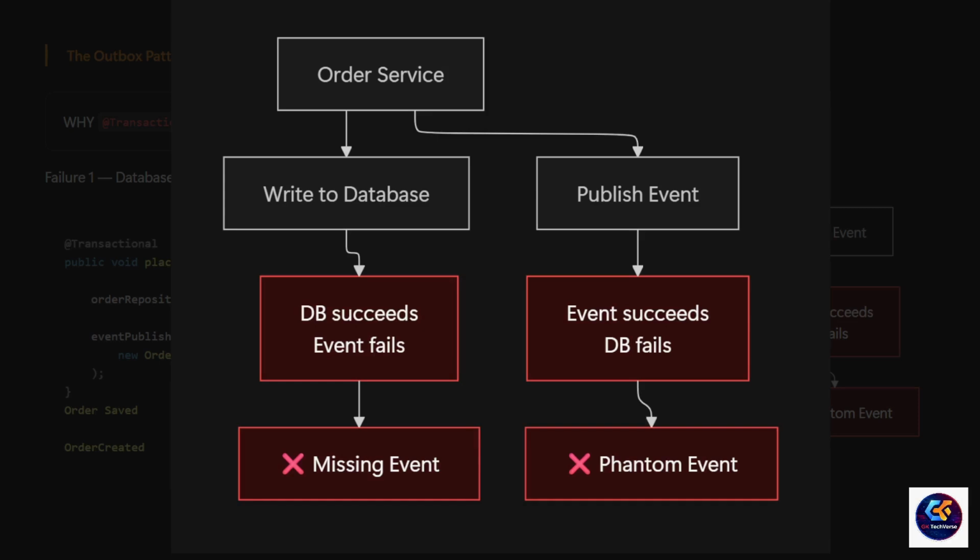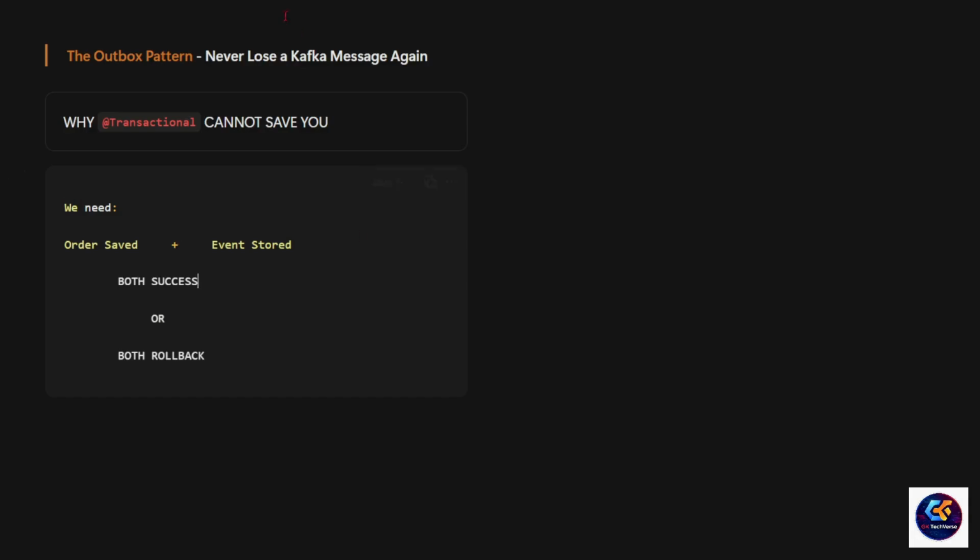Then immediately we think, why can't we use try catch? You might think, if publishing fails, I will catch the exception and retry. That helps with temporary failures, but it still doesn't guarantee consistency. What we really need is one atomic operation. Either the business data and the event are both saved, or neither is saved, but the database and the event broker are two separate systems. So how do we make that possible?